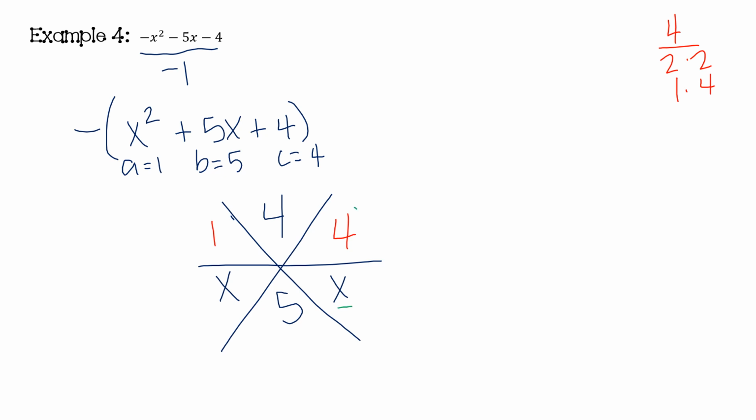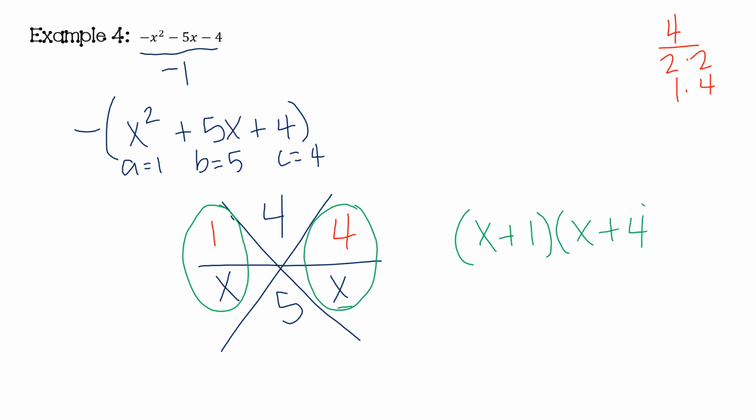Again, if this is just an x, then this is not going to simplify at all. So my answer would be x plus 1 and x plus 4. And then the -1, which is my GCF, would go in front. So negative and then parentheses.